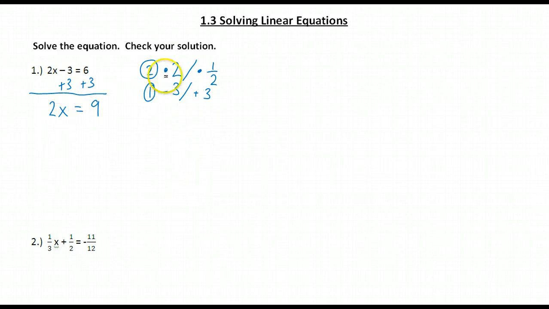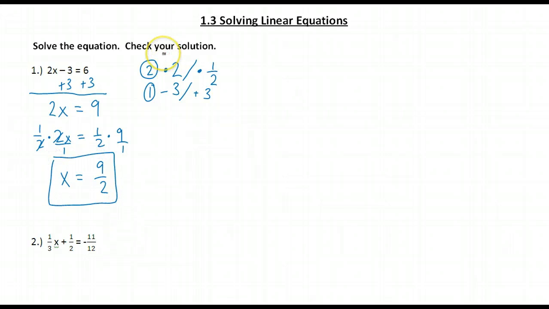Now to get rid of this 2, I'm going to multiply both sides by 1/2. The inverse of multiplying by 2 is multiplying by 1/2. Now if I look at this, I have 2x over 1 and 1 over 2. So I have a 2 in my numerator and a 2 in my denominator. 2 divided by 2 is actually 1. And 1 times x is just x. And 1/2 times 9 becomes 9/2.